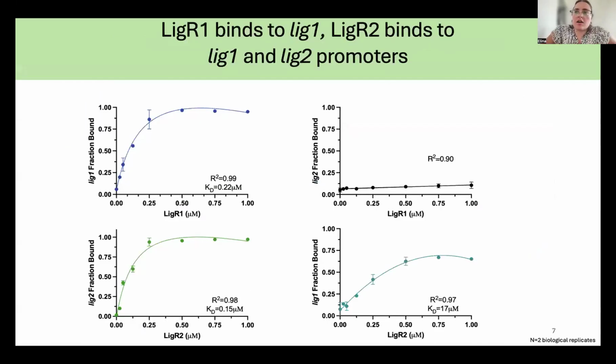So to investigate how LigR1 and LigR2 regulate these carbon compound import and utilization, we performed electromobility shift assays to test their ability to bind to their own promoter as well as each other's promoter. And what we observed is that the LigR1 transcription regulator can bind to the Lig1 promoter, but cannot bind to the Lig2 promoter, whereas LigR2 can bind to both the Lig2 promoter and the Lig1 promoter, but this interaction does not reach saturation even at 1 micromolar concentrations.